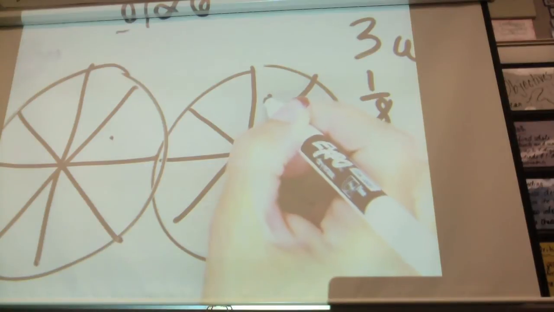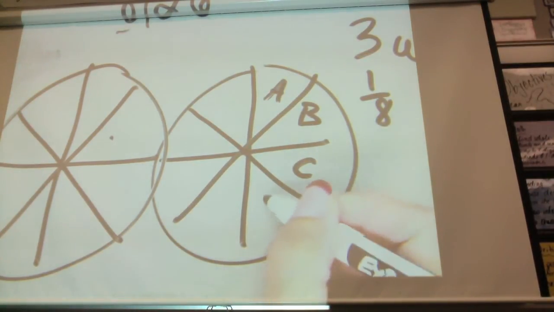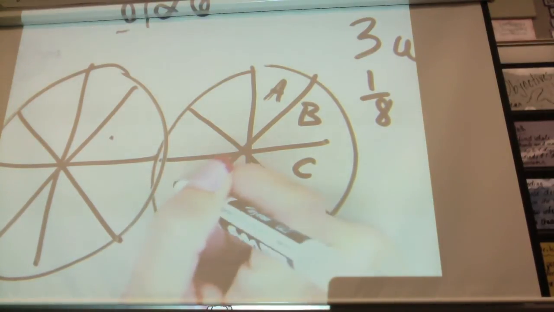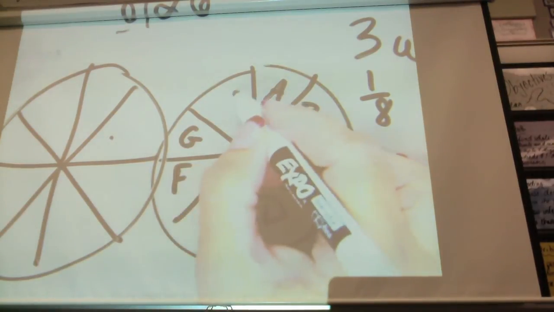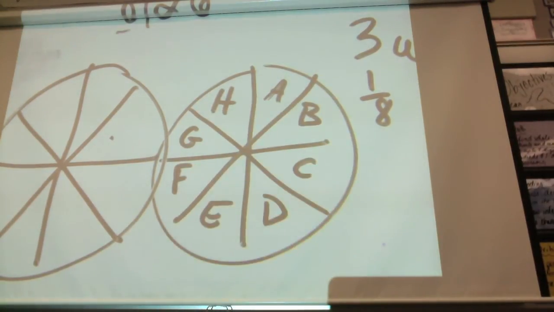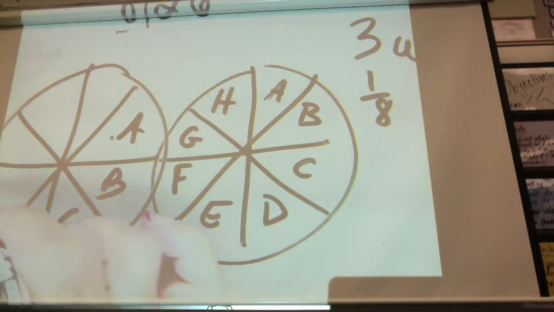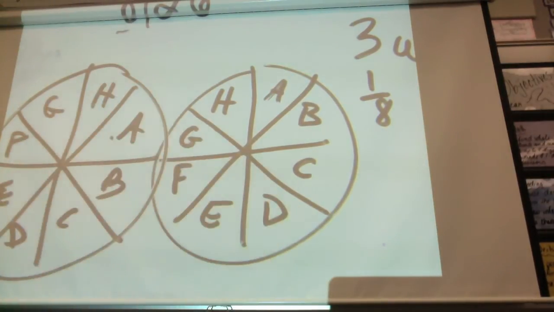So if this is Avani and this is Bella and this is Caden, who's not in this class, and this is Daniel, and this is Ethan, and this is Frank, who's not here, and this is Ginger, who's not here, and this is Horace, who is here. Okay, so we can do the same thing around here. So do you see how I've assigned a piece to each of those people?